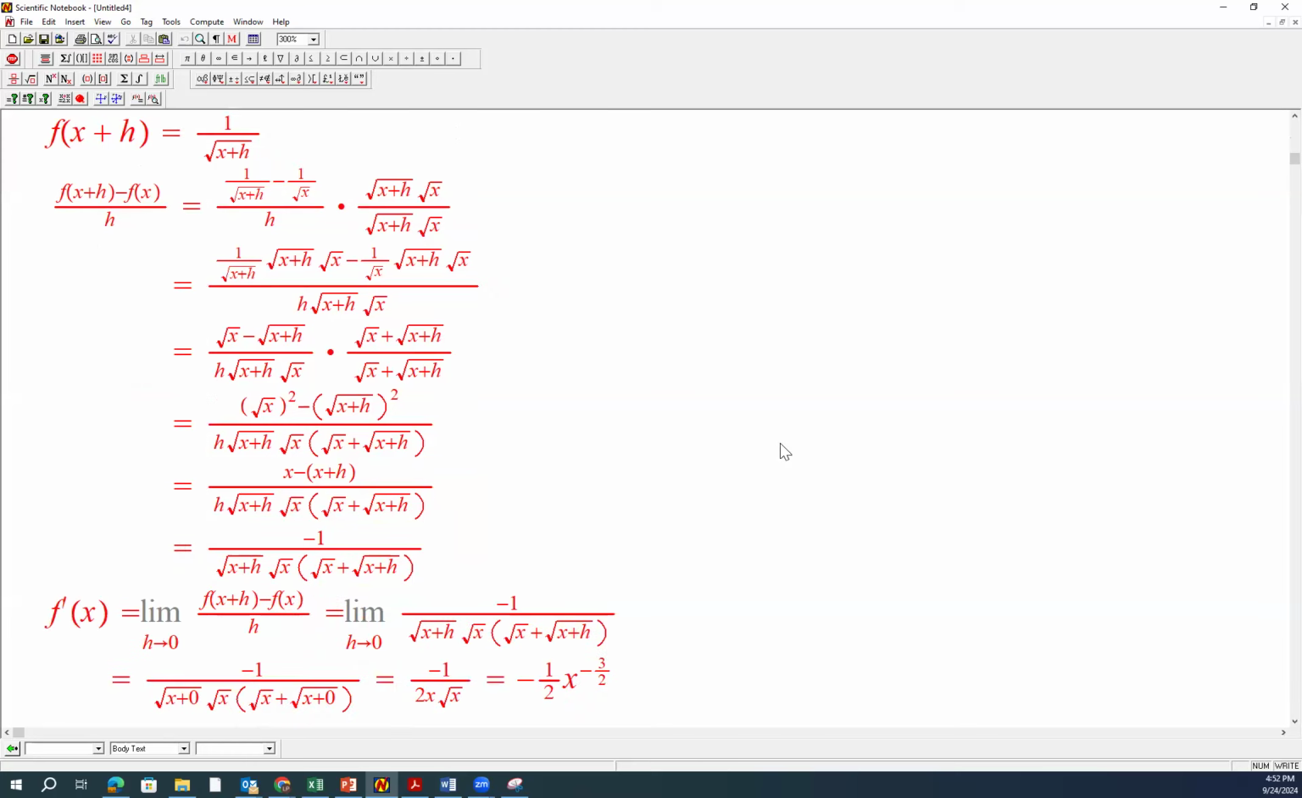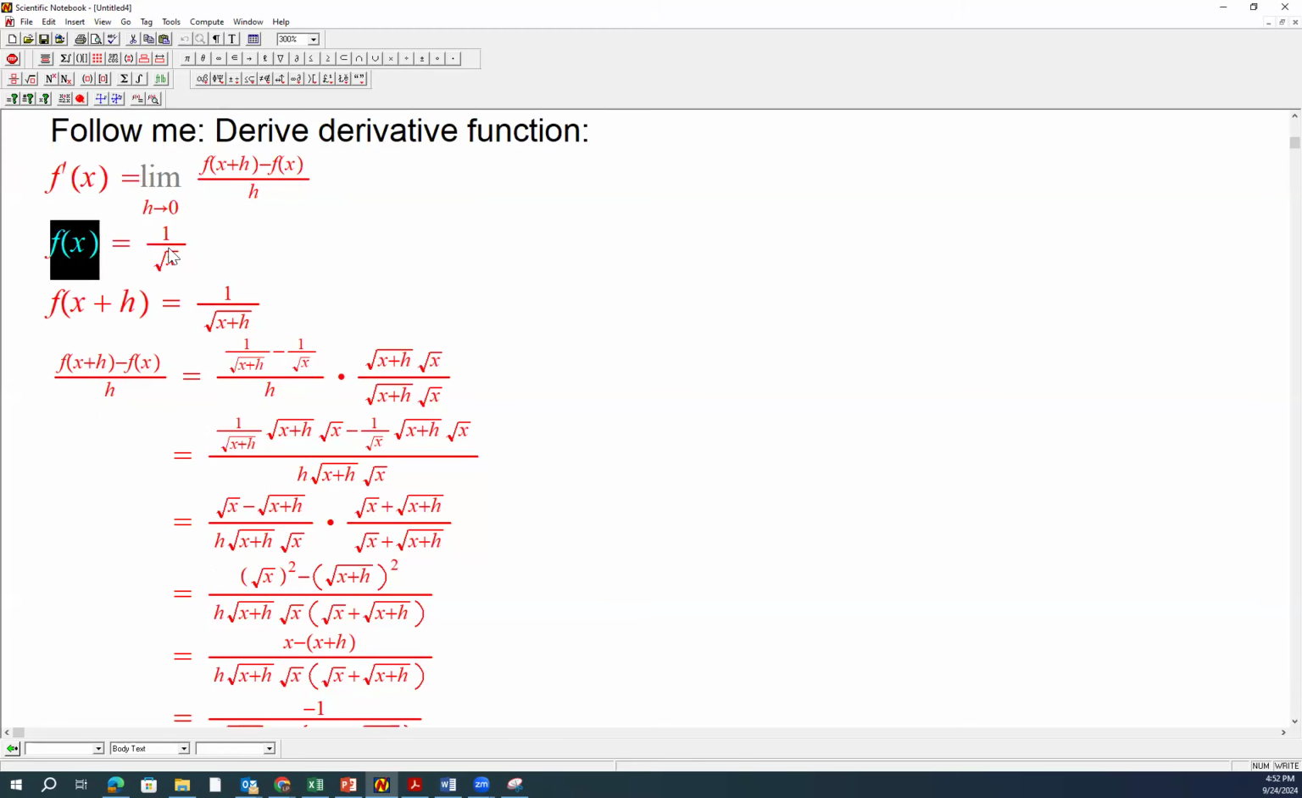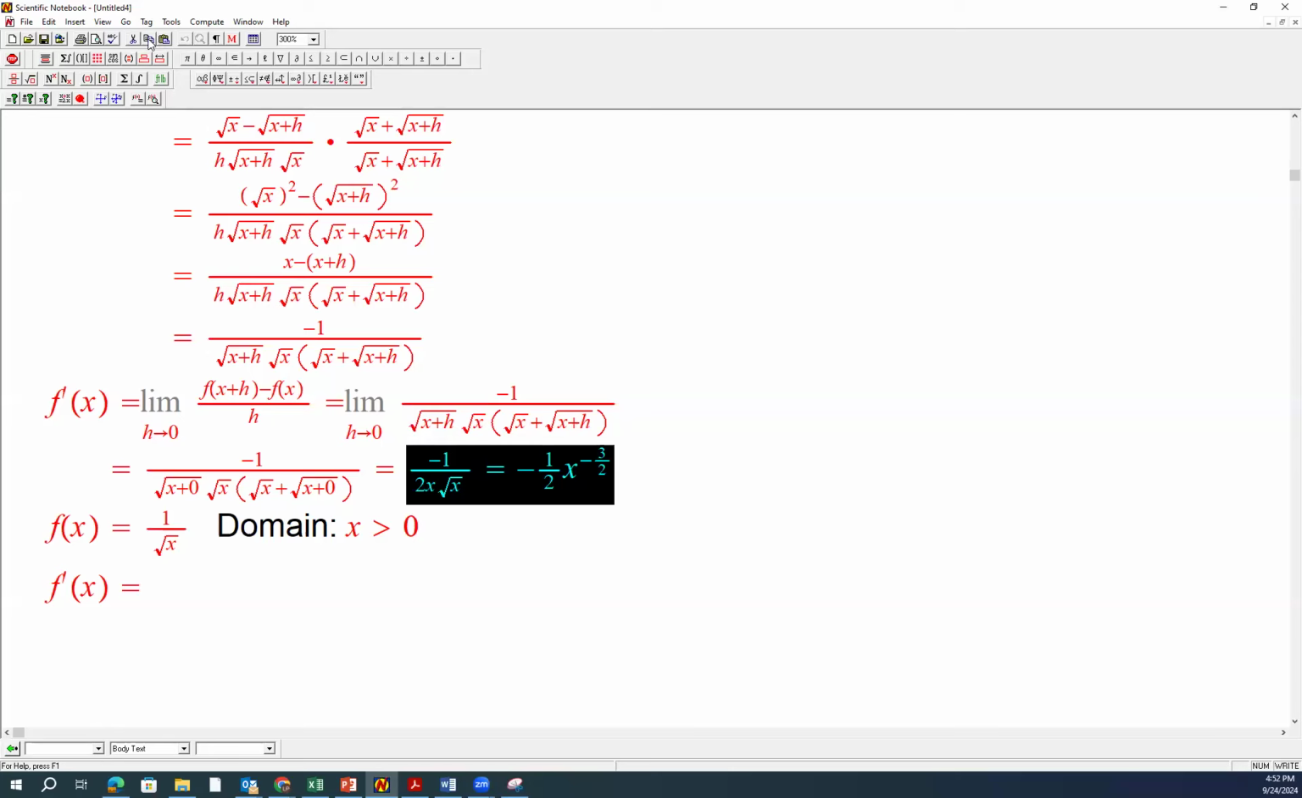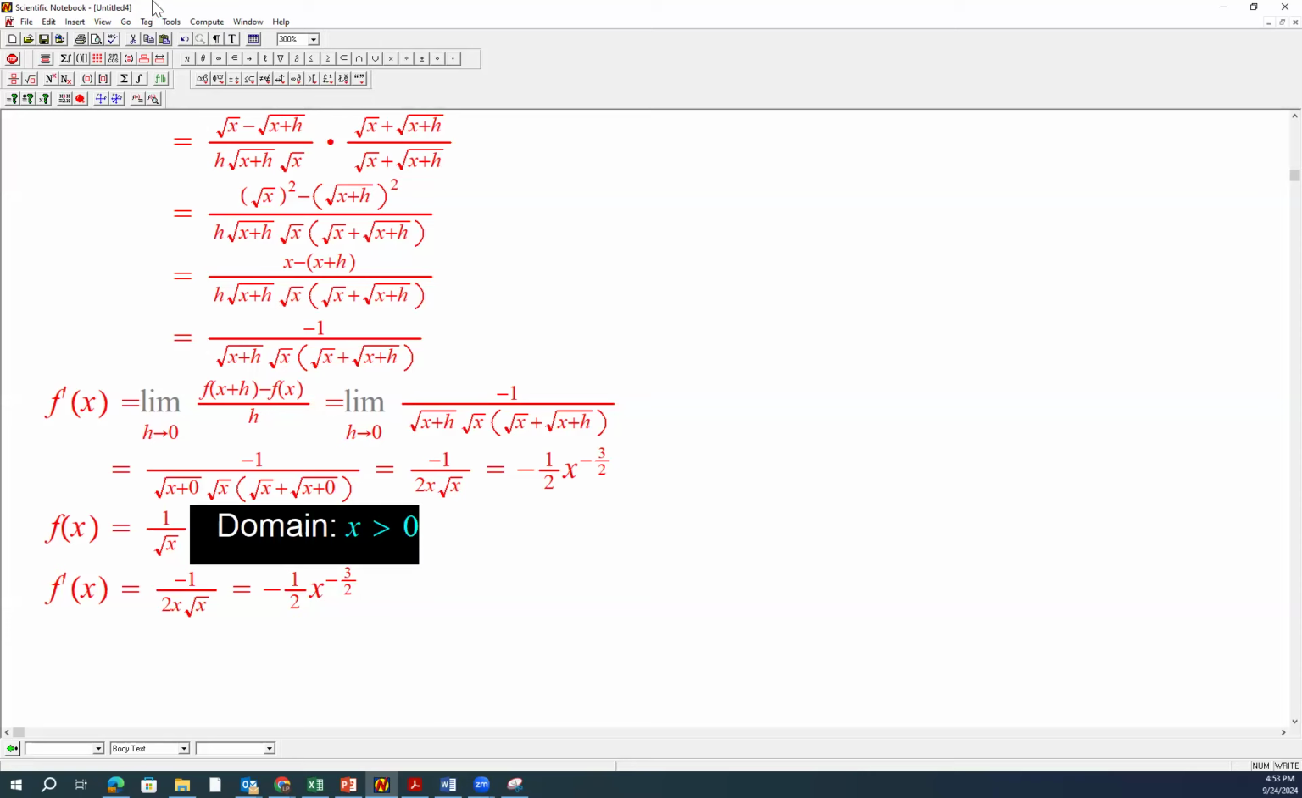Domain, let's look at the domain. So we have the function, its domain is x larger than 0. It cannot be 0. Its derivative function equals either one of these. It's the same domain. And we're done. We're finished.